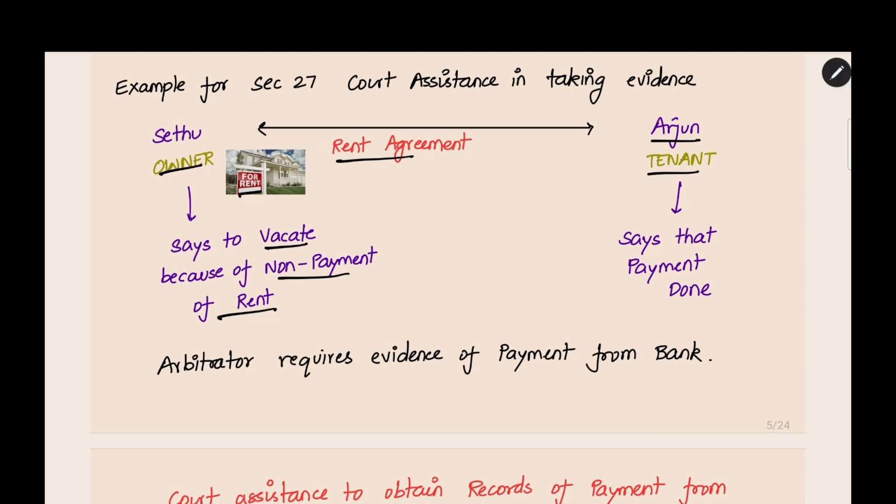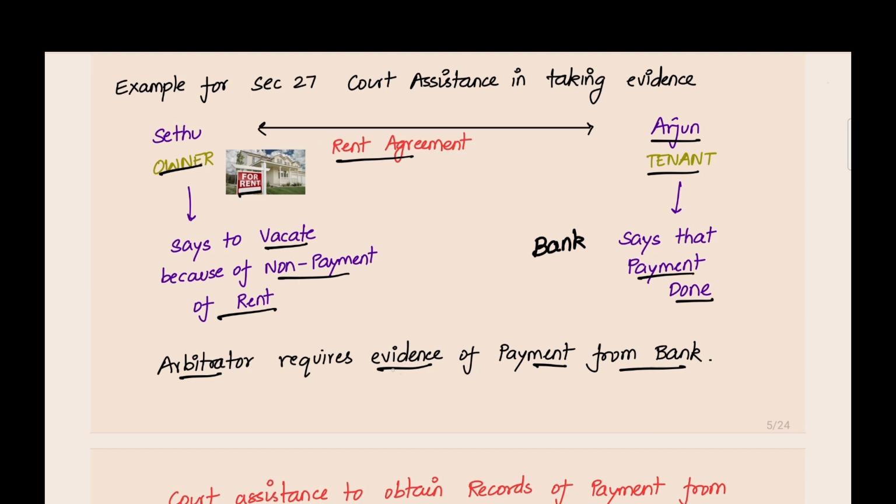The tenant is saying that I have made the payment through bank and I have the bank receipt. From my account, the amount has been debited. Now I have done the payment, so I should not vacate. I will not vacate. Like that, there is a dispute. The arbitrator is appointed and he requires evidence for payment from the bank. Arjun, the tenant, is from a different bank, and the owner has a different bank account. Now the tenant has given his bank details that the amount has been debited, but whether the amount is credited to the owner's bank account or not, there is a confusion.